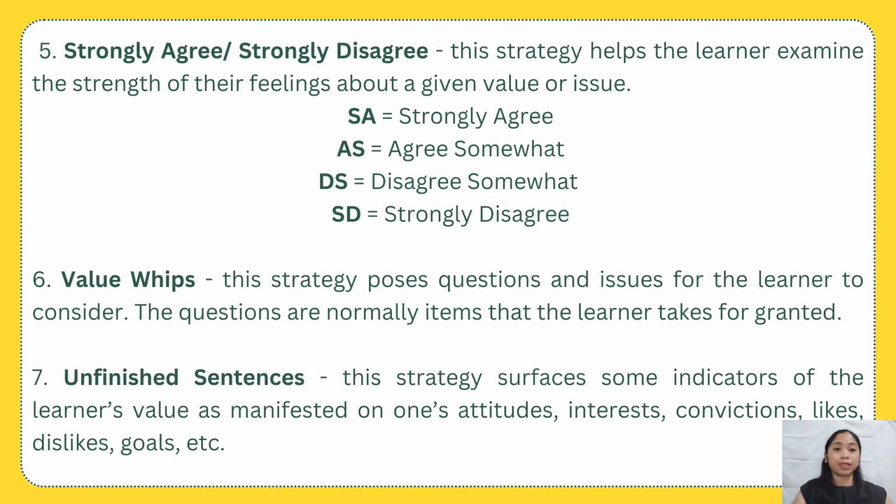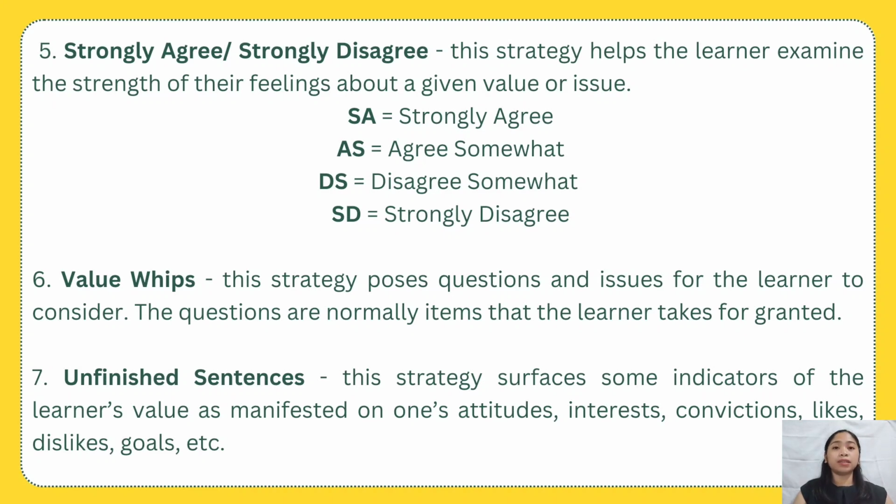The next one we have is the value whips. This strategy possesses questions and issues for the learner to consider. The questions are normally items that the learner takes for granted. For example, what would you consider as an ideal workplace?